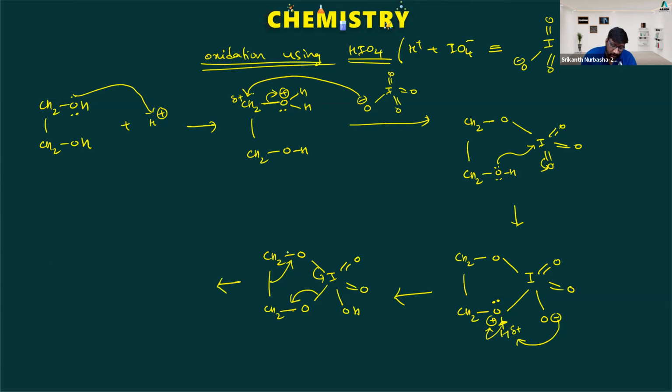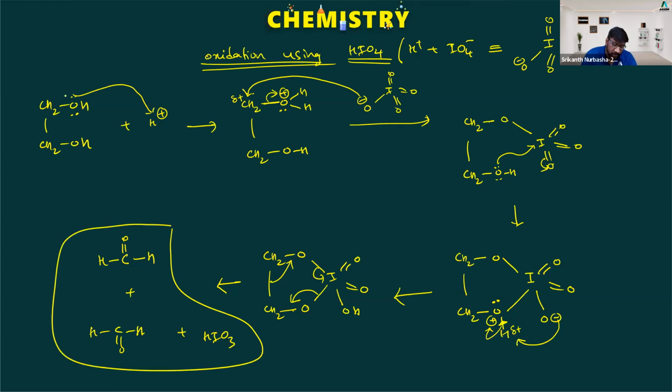And you will have a scenario like this. This carbon will become CH2O, that is HC double bond OH. Along with that, this carbon will also give HC double bond OH. And the periodate HIO4 is converted to HIO3. That means whenever you have CH2OH, CH2OH, you form HC double bond OH plus HC double bond OH plus HIO3. So that is the main logic behind this conversion.